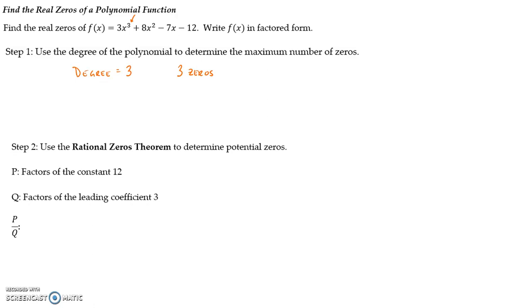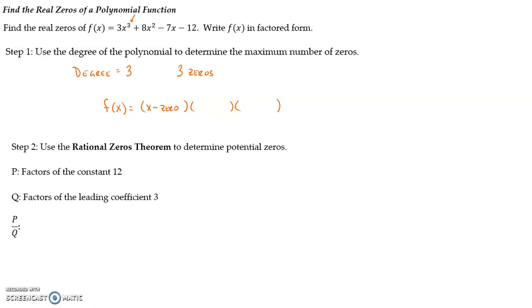And when we go to write this in factored form, we know we're going to have 3 sets of parentheses. Each one of these sets of parentheses is going to read x minus one of our zeros. And one of those zeros might repeat, that would be okay. We just need to make sure that we account for all 3 of the zeros.